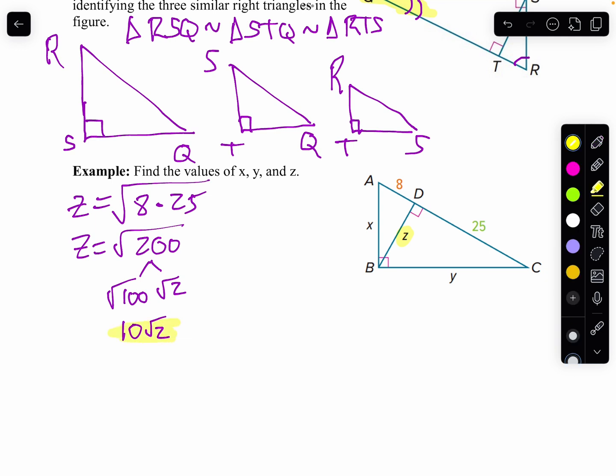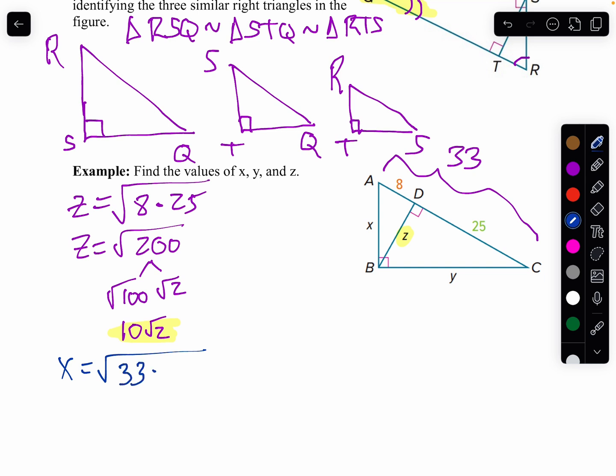Now let's turn around and find x. When you find a leg, you've got to know the whole hypotenuse. So my whole hypotenuse is 25 plus 8, that's 33. If I want to find x, that's going to be my geometric mean. I'll switch colors here so we can see the difference. So x is the geometric mean, the square root, between the whole hypotenuse, which is 33, and the part of the hypotenuse that touches x, in this case that's 8. So I'll go 33 times 8.